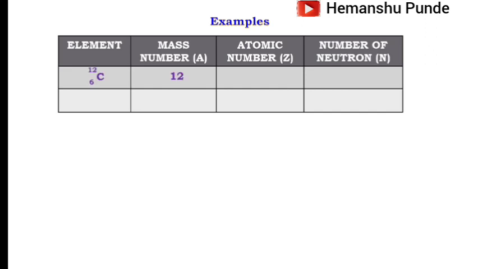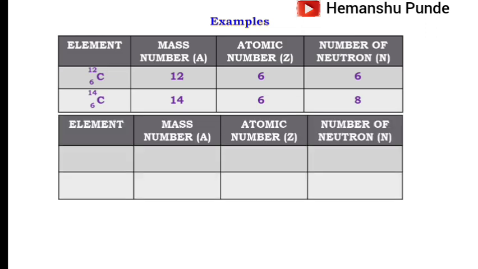Another example is of carbon, 12C6. So mass number is 12, atomic number is 6, so number of neutrons will be 6. Now 14C6, mass number is 14, atomic number is 6, so the number of neutrons is 8. Next, what will be the element then? Cl, 35Cl17. So mass number is 35, atomic number is 17, so number of neutrons 35 minus 17 will be 18. 37Cl17, again 37 minus 17 will be 20.